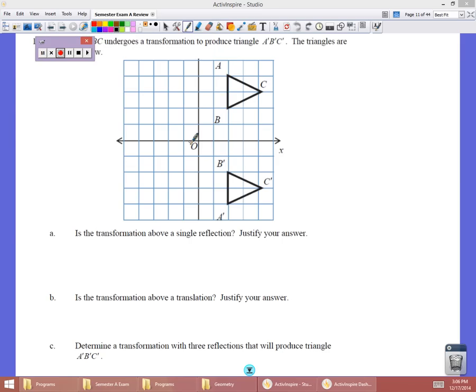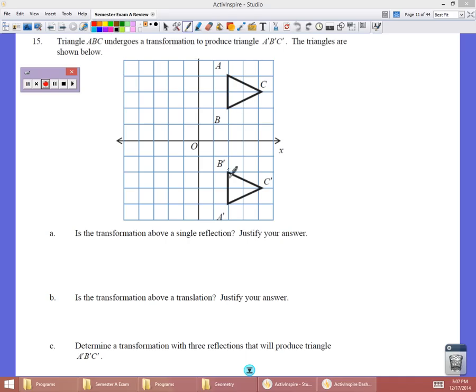So today we are working on pages 7 through 15, starting with question number 15. Okay, so in this question it is asking us, is the transformation above a single reflection? Justify your answer.